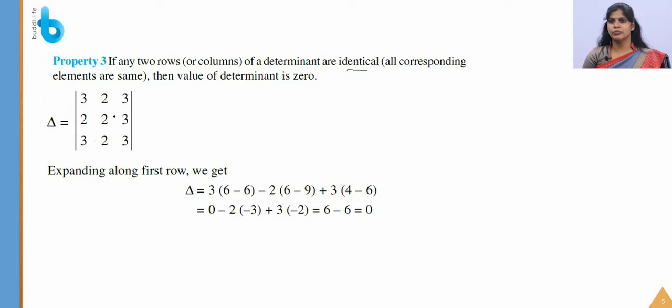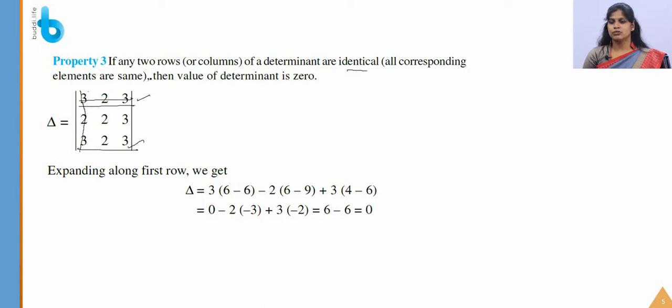See here, the first row and the third row both have the same elements, right? Both have 3, 2, 3 and 3, 2, 3. Both have the same elements. So, if you find the determinant value, I have given the computation for finding the determinant also. You know how to find it, right?